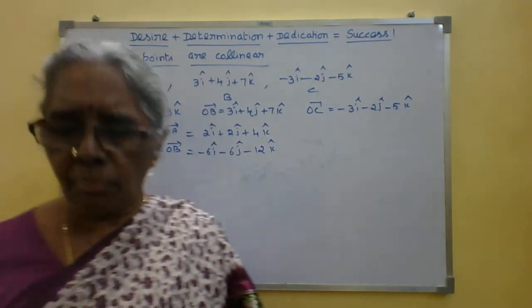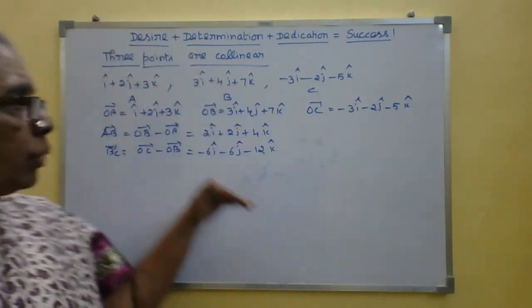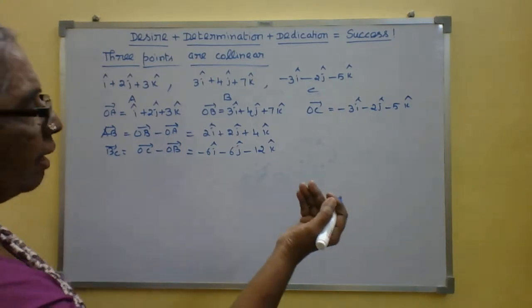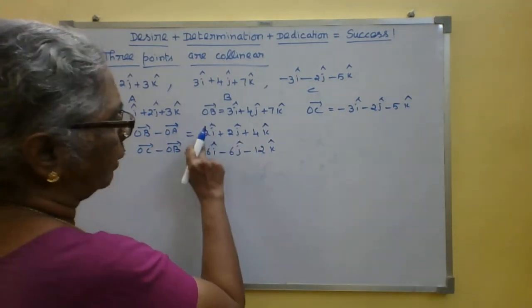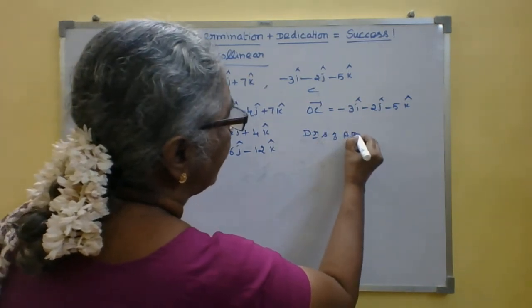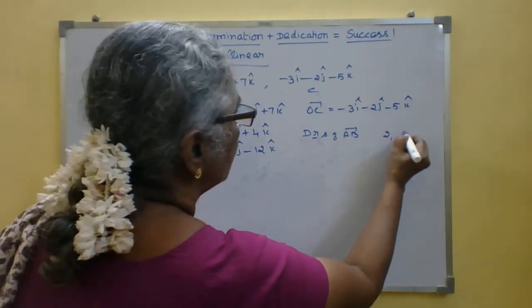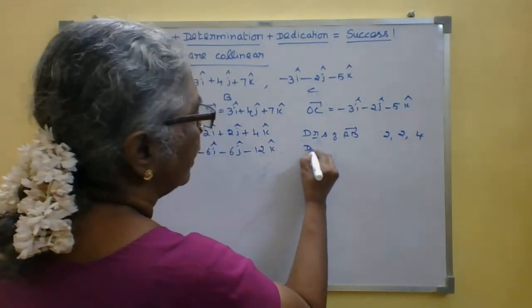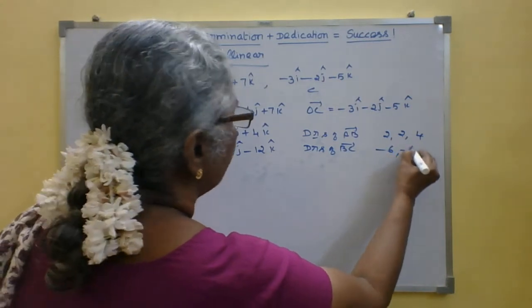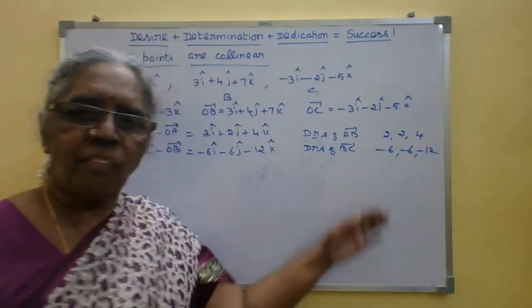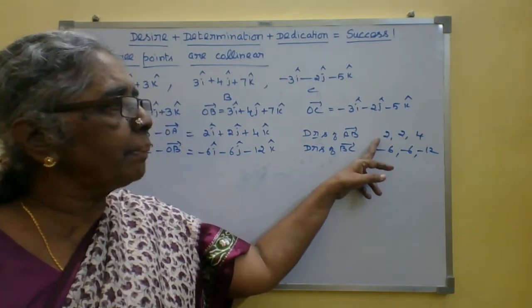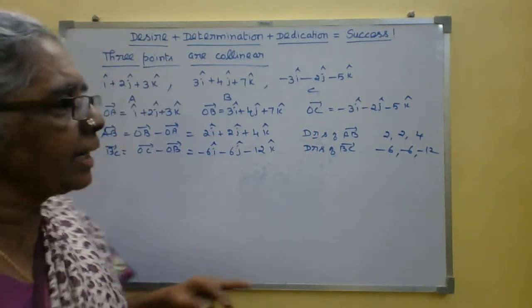Now this has become the previous sum, right? Because now we have got two vectors. Now I can easily compare the DRs. The DRs of AB vector are 2, 2, 4. DRs of BC vector are minus 6, minus 6, minus 12. Even if you see this, you will easily find that if you multiply this by minus 3, you are getting all the things. But anyway, let us do it.